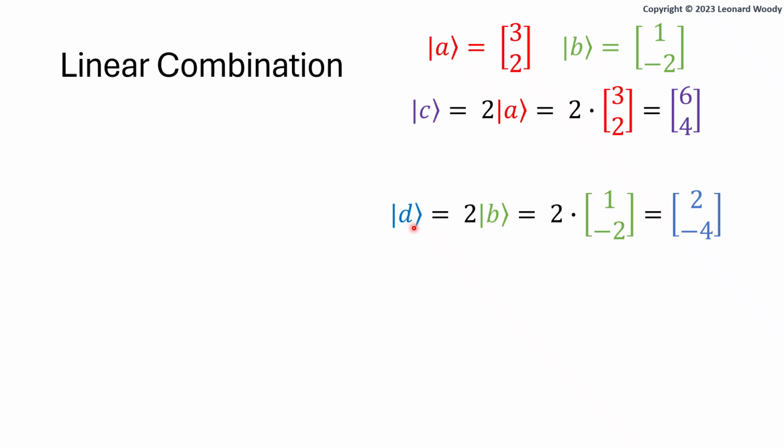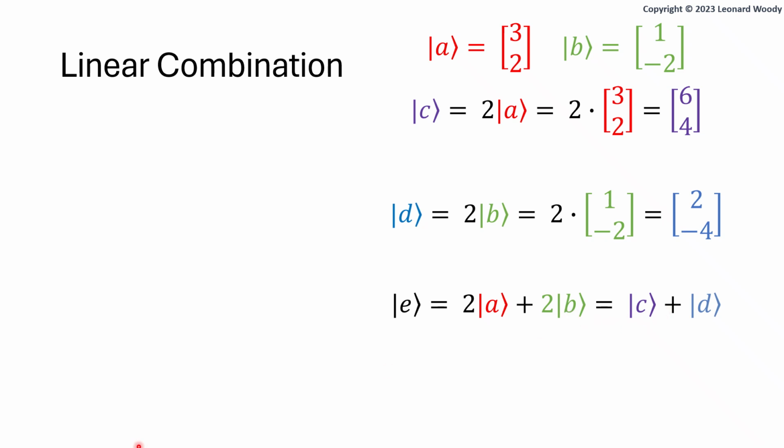Our vector D is also going to be 2 times B. So 2 times 1 is 2, 2 times -2 is -4. So 2, -4. Now a vector E is going to be a linear combination of A and B. It is going to be a scalar multiple of two vectors, and these two vectors are going to be added together.